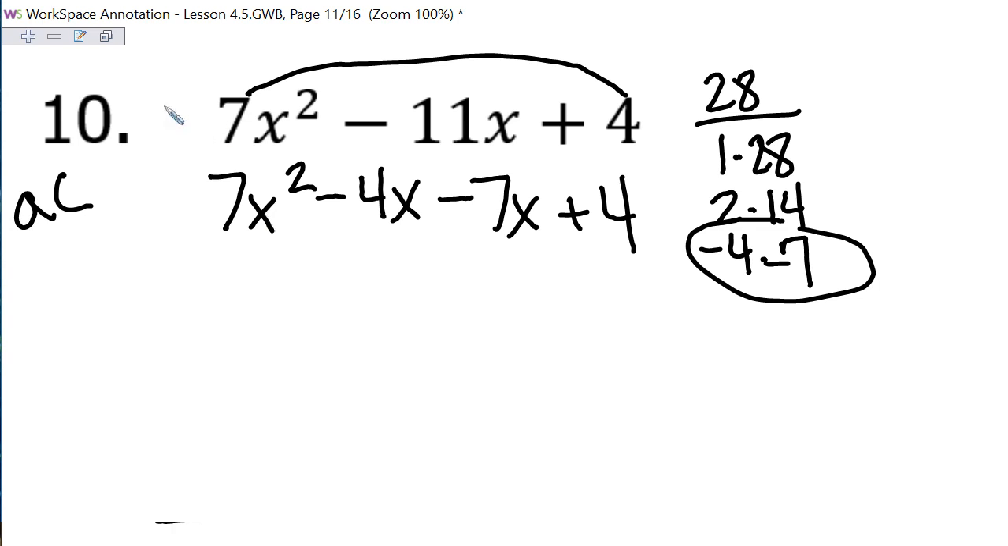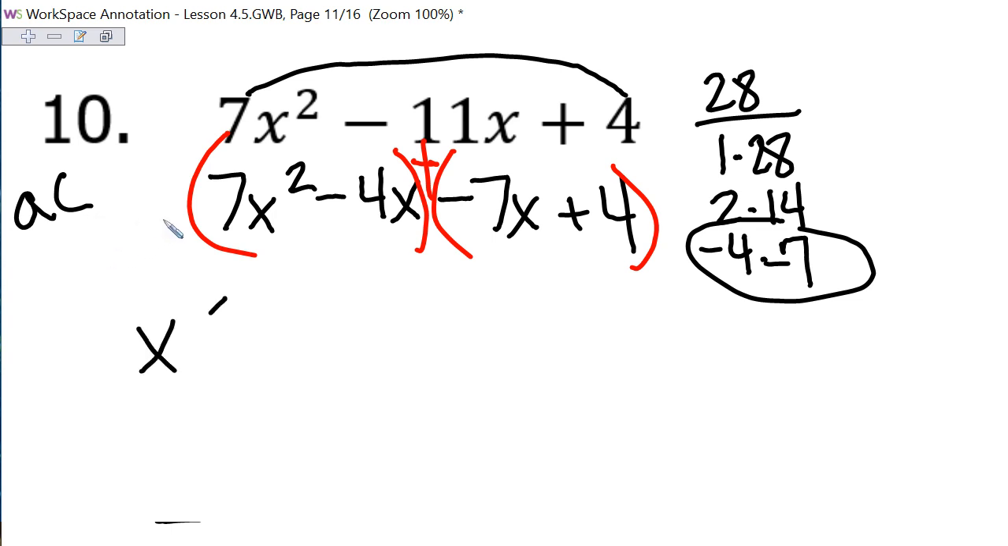Group them. So we need to group the first 2, group the last 2, and we need to keep a plus sign in the middle. Always. Always a plus in the middle. This is the negative. Even if it's a negative, you need to add a negative. Okay, so now, looking at the first group, what's the GCF for the first group?